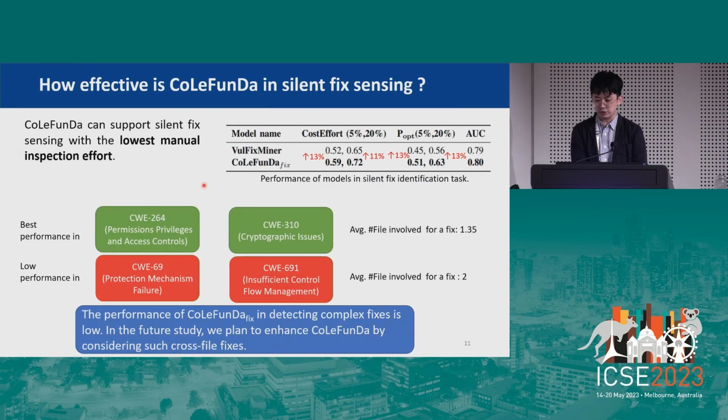For silent fix detection, Colafunda can support silent fix sensing with the lowest manual inspection effort. The cost effort is improved by 13% and 11% respectively at different thresholds, indicating that with the same manual inspection cost, we can find more silent fixes. By tracking the performance across different CWE categories, we observe that Colafunda cannot handle the complex fixes well. For example, for CWE 69 and 691, the associated fix involved two file changes on average. Since Colafunda is trained at function level, the association between fixes among files is not considered here. So we plan to further enhance Colafunda in this direction.